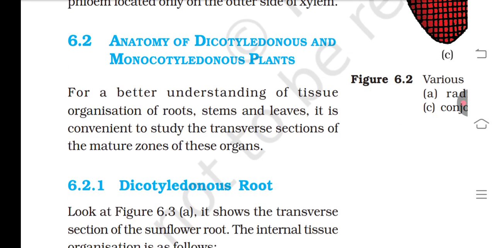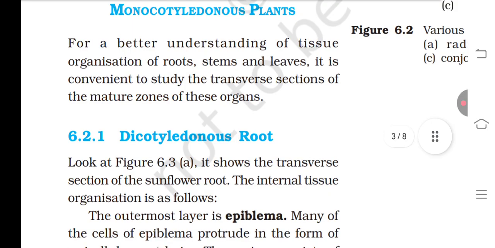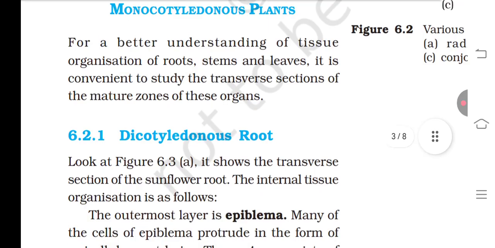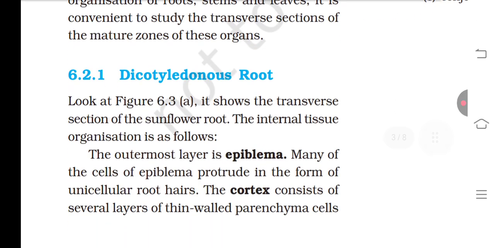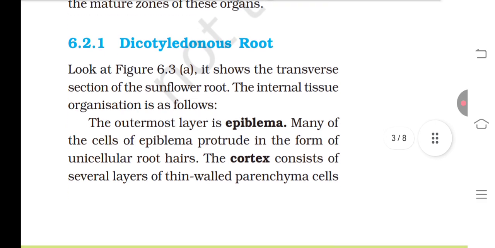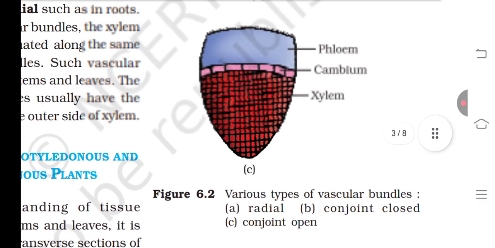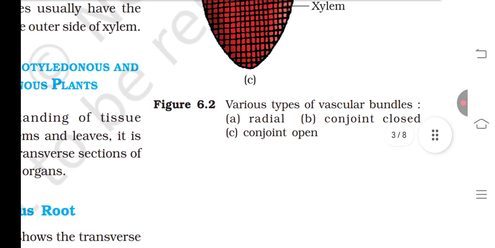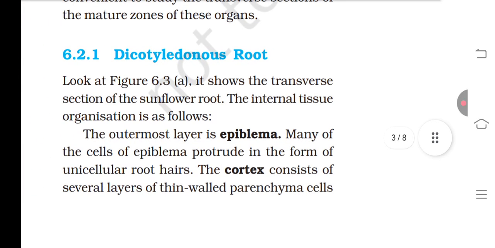Anatomy of dicotyledons and monocotyledons plant. For a better understanding of tissue organization of root, stem, and leaves, it is convenient to study transverse sections of the mature zones of these organs. Dicotyledon root. Look at figure 6.3. Various types of vascular bundles: radial, conjoint closed, conjoint open.